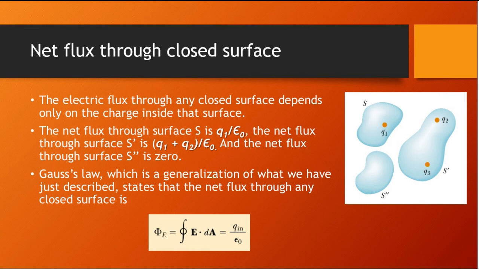Gauss's law, which is a generalization of what we have just described, states that the net flux through any closed surface is phi E equal to the surface integral of vector E dot d vector A equal to q in divided by epsilon naught, where q in represents the net charge inside the surface and vector E represents the electric field at any point on the surface.